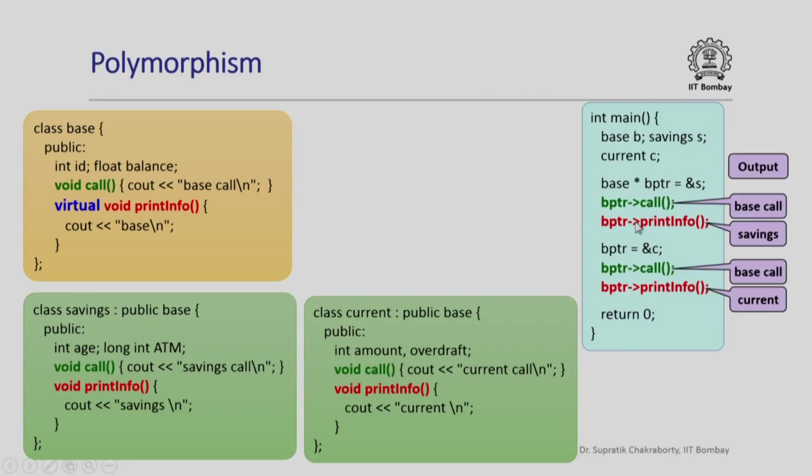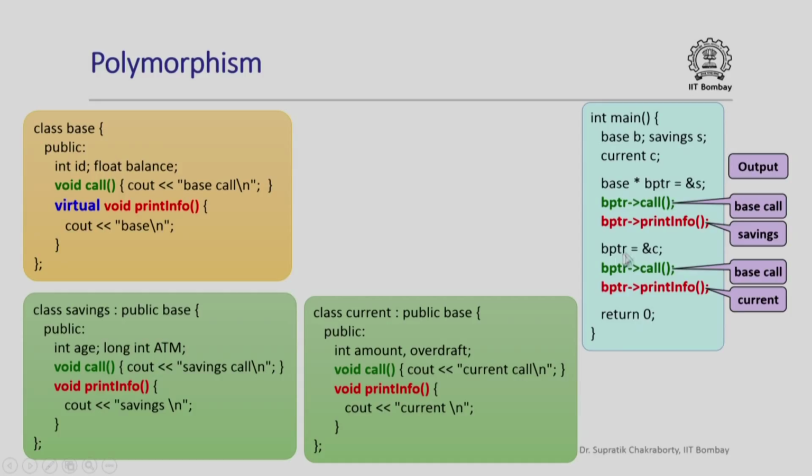However, BPTR arrow printinfo, it is the same BPTR arrow printinfo. Here because printinfo in the base class has been declared as virtual, therefore here it is going to invoke the printinfo function from the object that it is really pointing to. In this case it is an object of class savings, and therefore savings gets printed here.